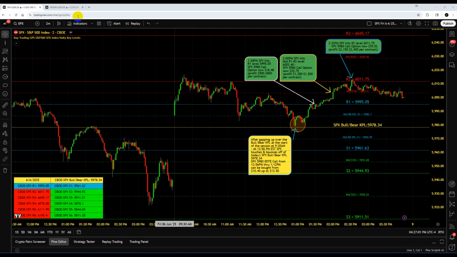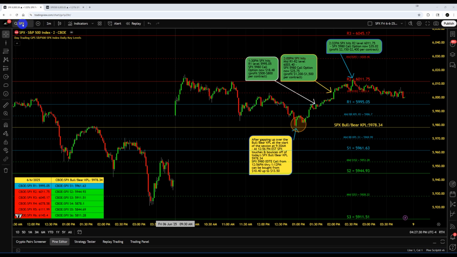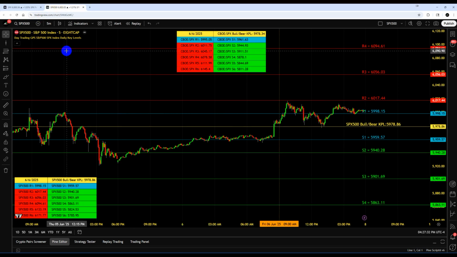Okay, so another thing to keep in mind is that you get these levels at 9 o'clock a.m. Eastern Time. And using our SPX Index Daily Key Levels Indicator, the best way to utilize it is to use a 2-chart system. The indicator works on 2 different symbols, one being the SPX CBOE index, and the other one being the SPX 500 8 cap. So we recommend that you use this on 2 different charts.